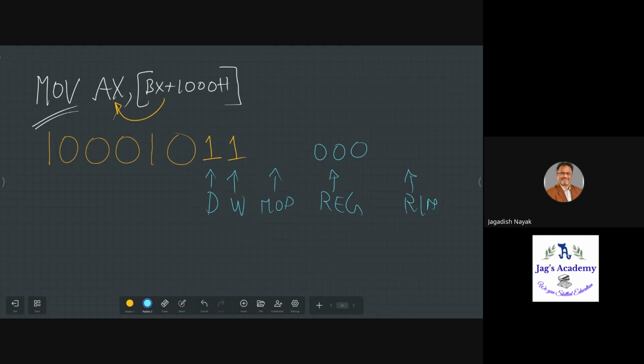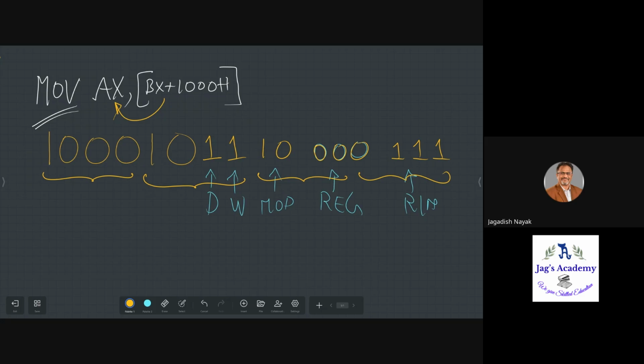Mod bit is 10. This is 0, 0, 0 anyway. And what is the R/M bit? 1, 1, 1. Now, what is the machine code now? Make a group of 4, 4, right? This displacement also you have to have.